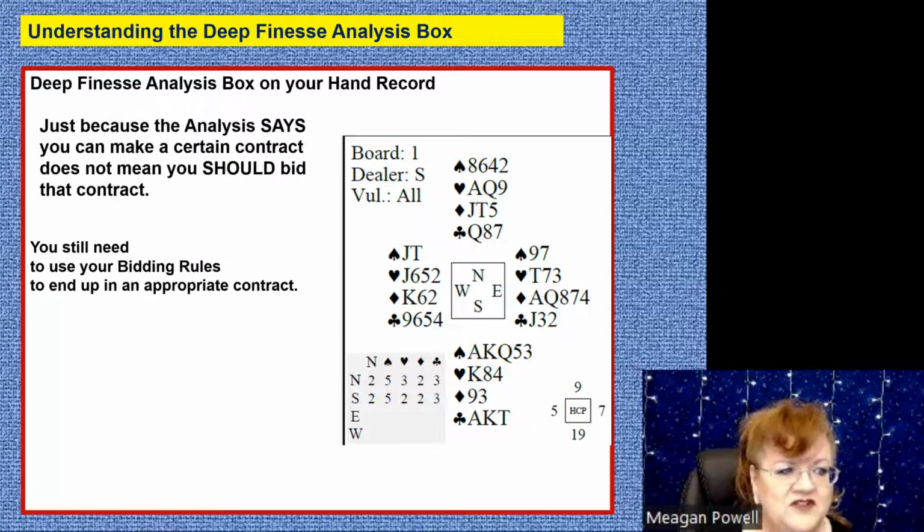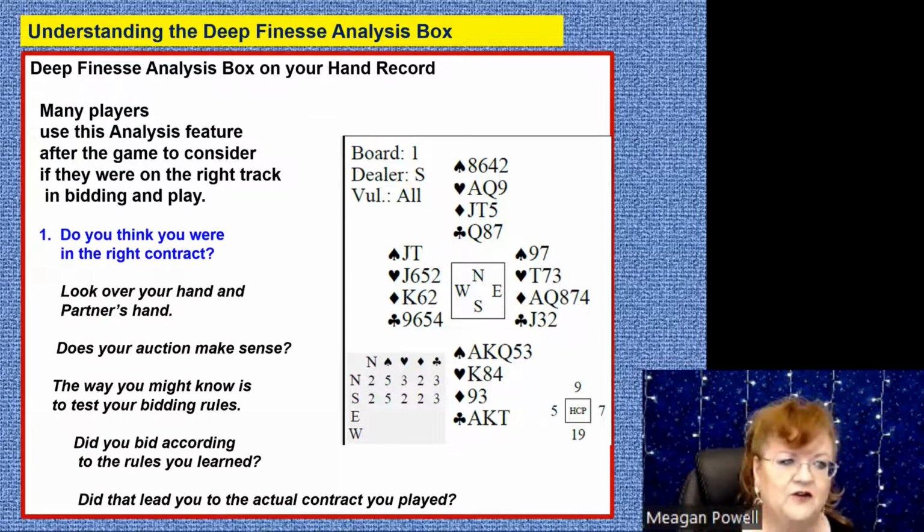So this deep analysis box tells you certain contracts that can be made simply because of where the hands are laid out in terms of each card. And that includes not only the highest cards, but where your 10s and 9s and 8s are sitting. That's a helpful spot cards that will help you win tricks as well. You still need to use your bidding rules to end up in appropriate contracts, right?